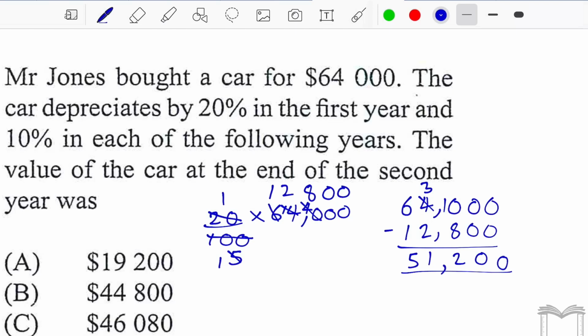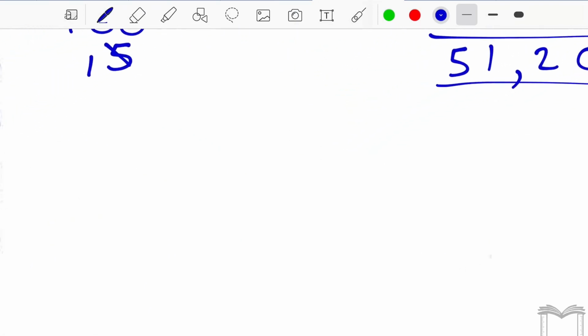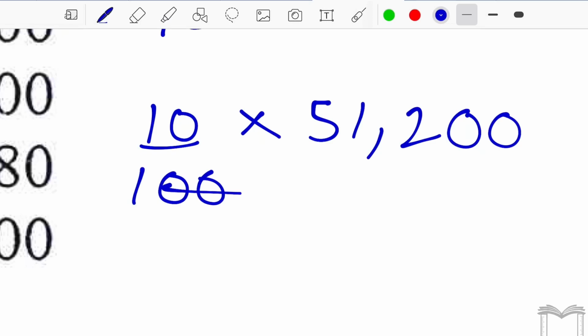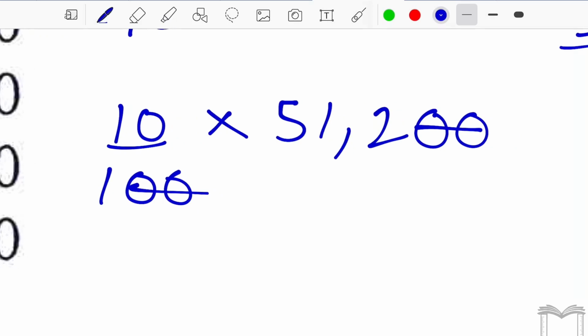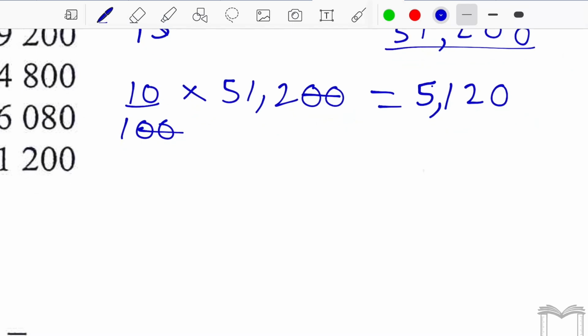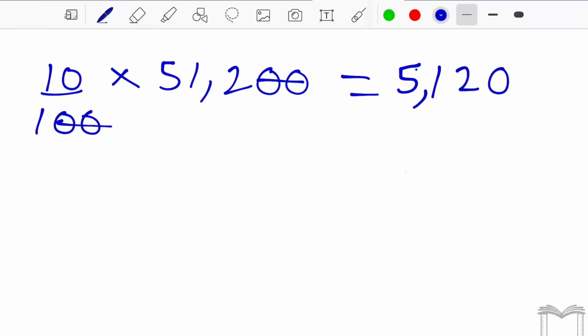So in the second year, it depreciates a further 10%. So let's find 10% of $51,200. Cancel the zeros below with the zeros on top. 10 times 512. We just add a 0 to the 512. So that will be $5,120. So the car loses $5,120.